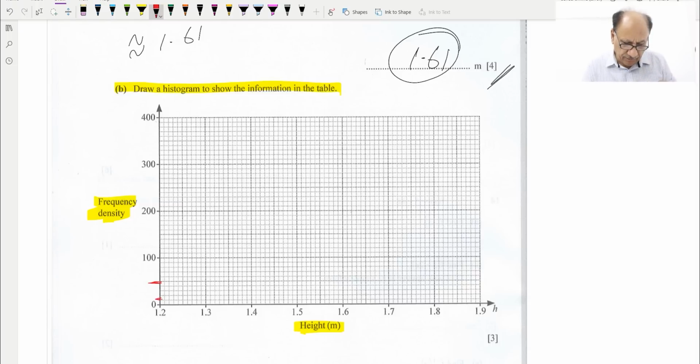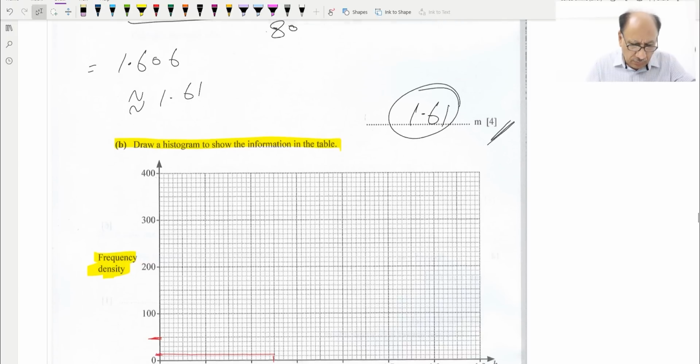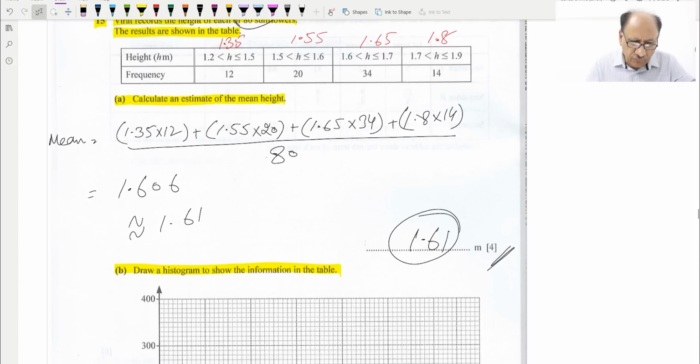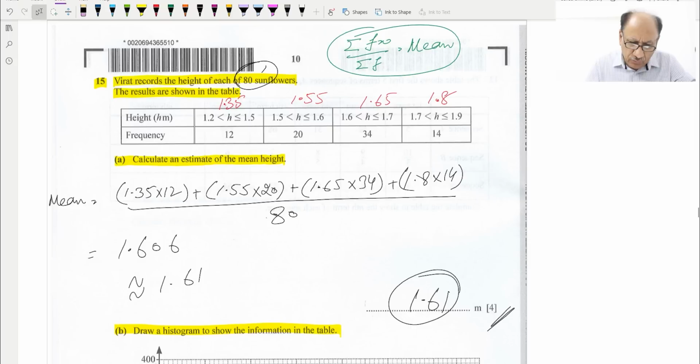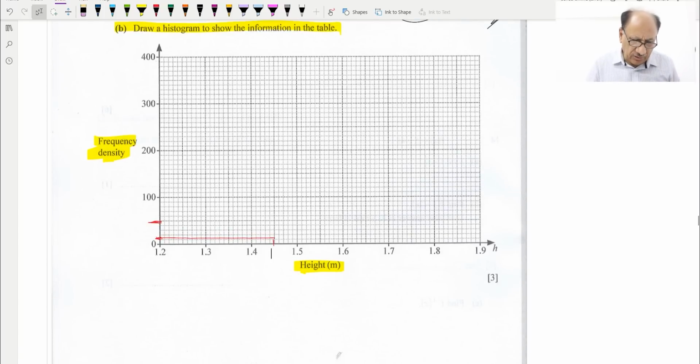So if I draw, this will be the histogram, and this is 1.2 to 1.5. Height will be 12. Basically, we need to find the histogram. Okay, frequency density. We can't take this one. We need to calculate frequency density first.